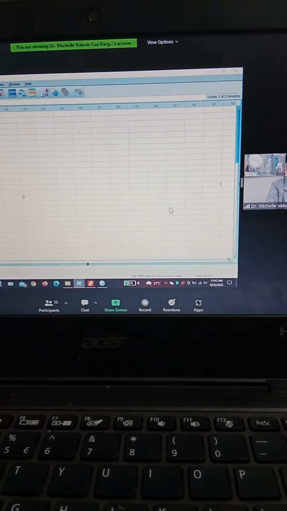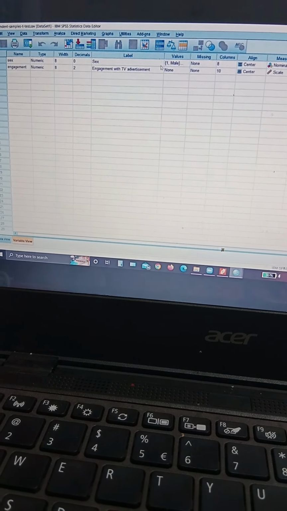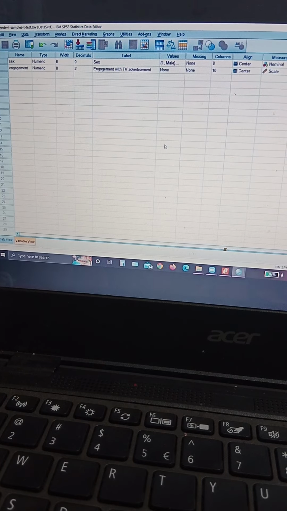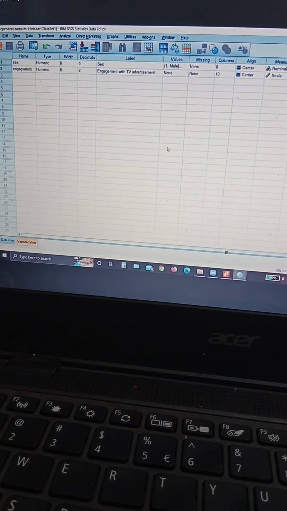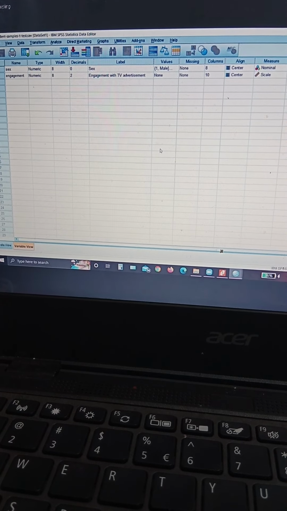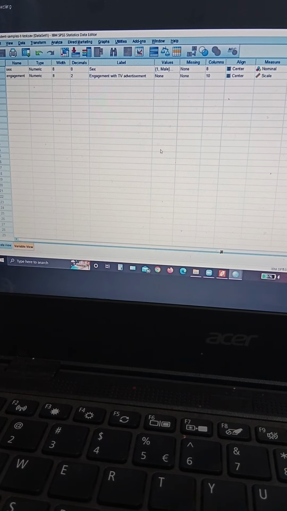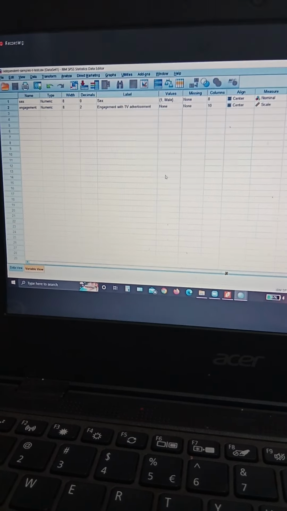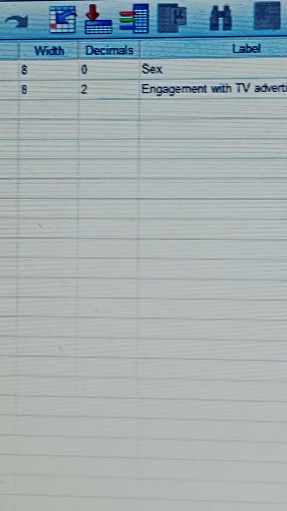So here is the example. We want to find out if there is a significant difference between the males and the females in terms of their engagement with TV advertisements. We want to find out if there is a significant difference in their engagement with TV advertisements.